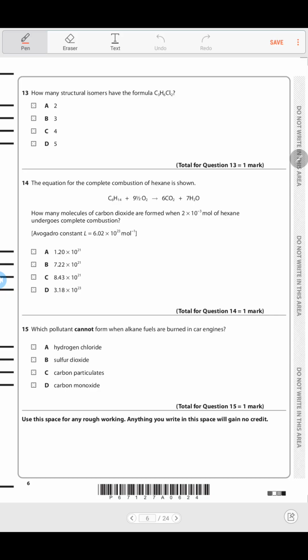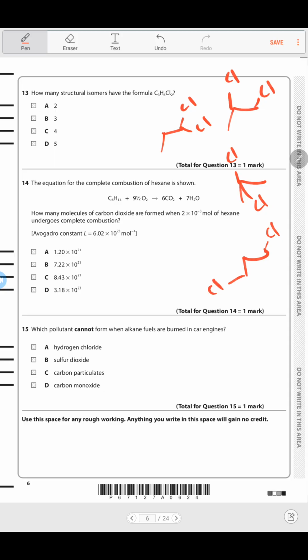Question number 13. How many structural isomers have this particular formula? This scenario is better to draw. I prefer to draw skeletal formulas, which really helps to get the answer. So 3 carbons, right? You can have chlorine on the same carbon atom, you can have chlorine like this, and also you can have chlorine on the second carbon atom. And you can have chlorine on either side like this, both sides. So how many options? 4 options. So the answer is C.